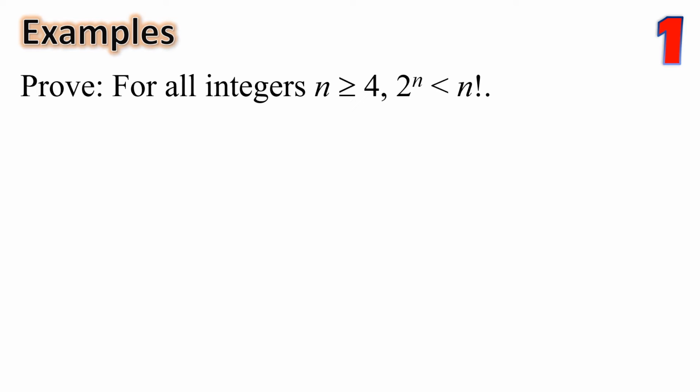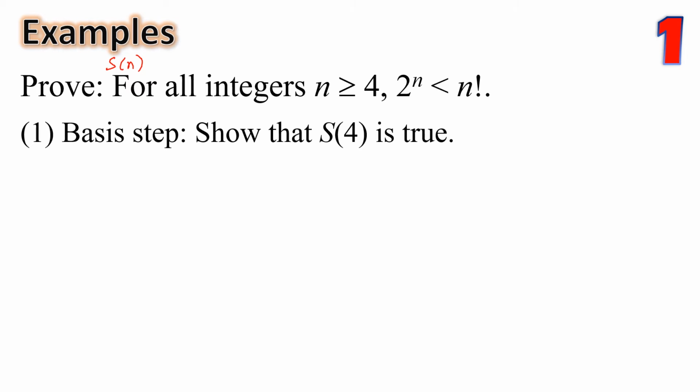Mathematical induction can be used to prove that certain inequalities are true for all positive integers n greater than or equal to 1 or to another fixed integer. Let us have an example. Prove for all integers n greater than or equal to 4, 2 raised to n is less than n factorial. So our S of n, or our statement, is that for all integers n greater than or equal to 4, 2 raised to n is less than n factorial.